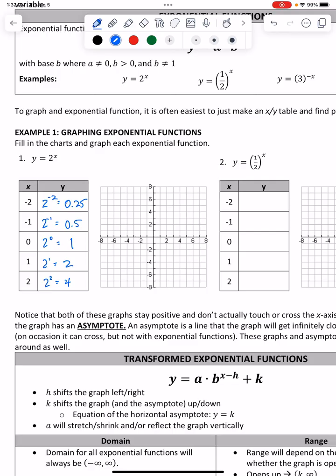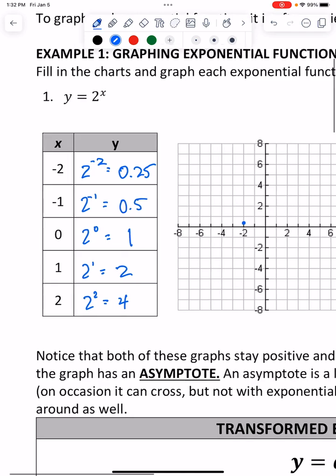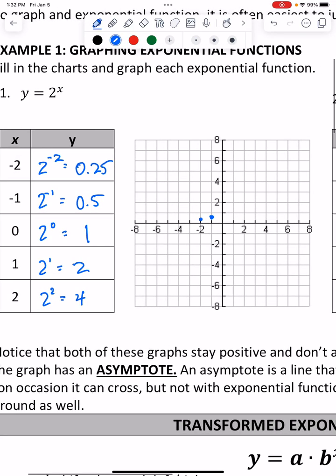So to graph these things, we have the ordered pair -2, 0.25. So -2, zoom in here, 0.25. Again, these decimals aren't going to be perfect, so just kind of put it in an area. And then we got -1, 0.5, and then 0, 1, 1, 2, and 2, 4, okay?